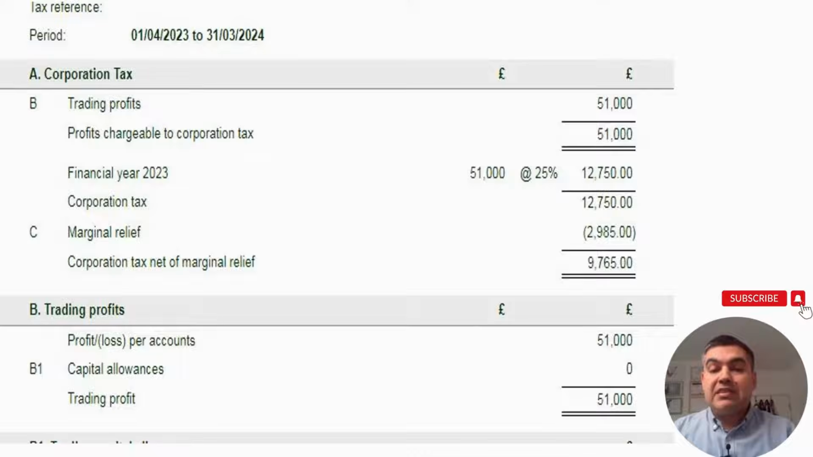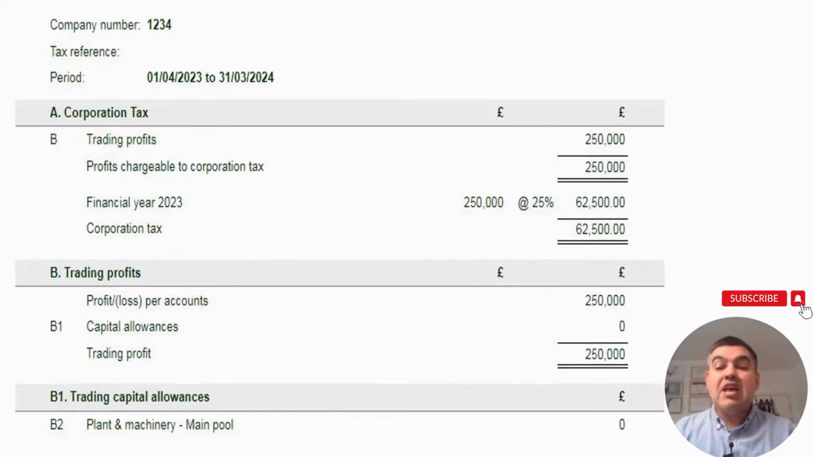Now, assume the same company with accounting period beginning 1st of April 2023 and ending on 31st March 2024.